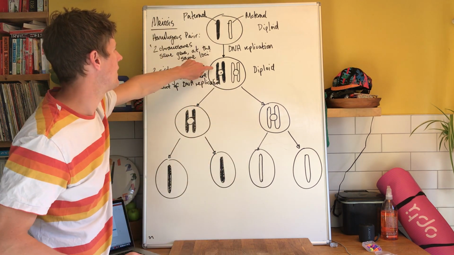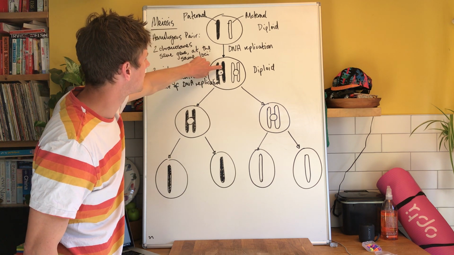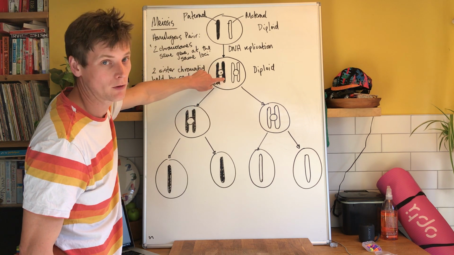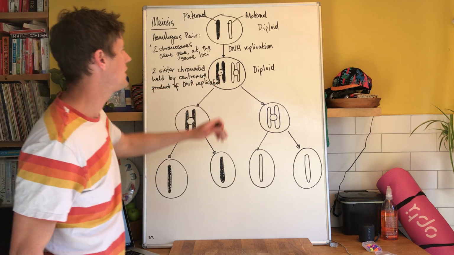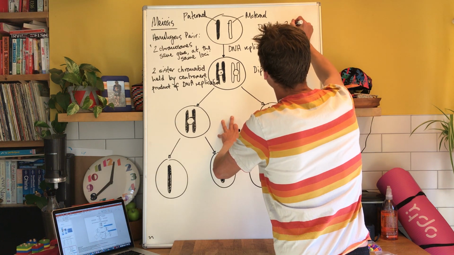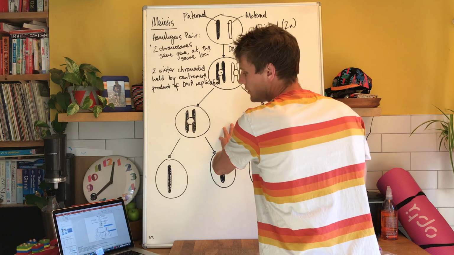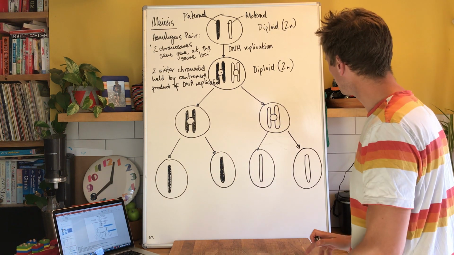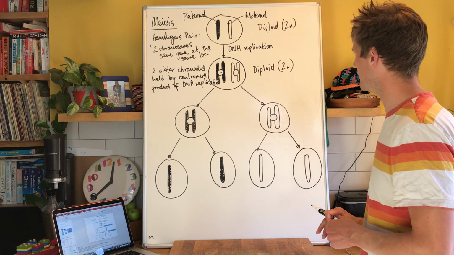So what we're saying here is this molecule of DNA is identical, the nucleotide base sequence is identical, to that molecule of DNA, held together by a centromere. This cell is still diploid. And just a reminder, sometimes diploid is written as 2N, a shorthand way of representing a diploid cell.